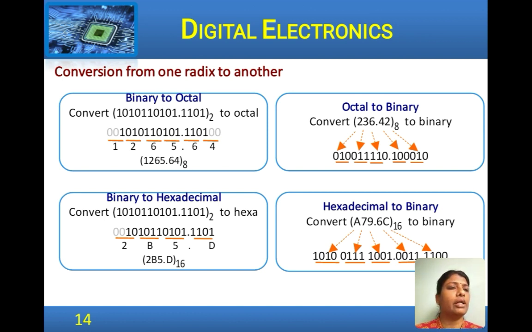Now converting octal to binary is very simple. Take each octal digit and represent it by its binary equivalent using 3 bits, and that is the binary solution.